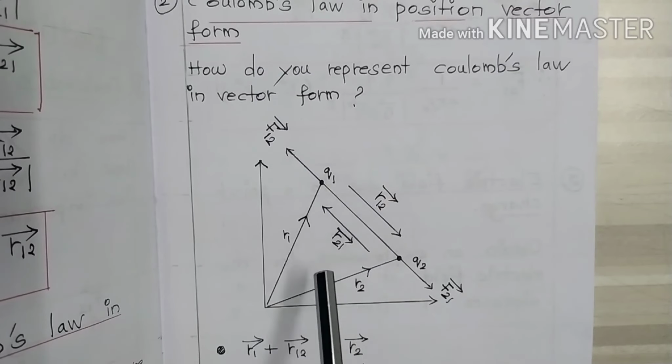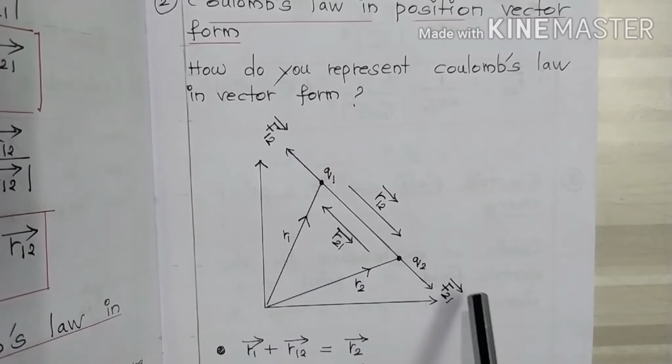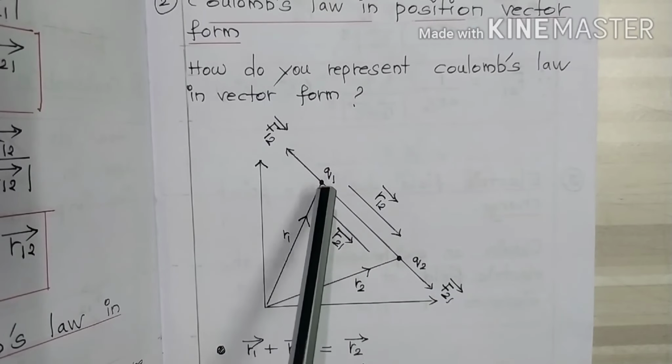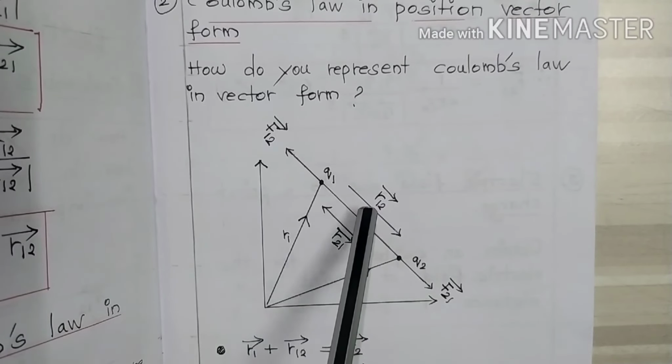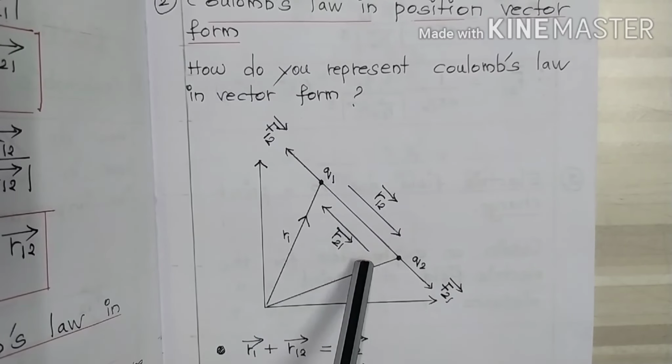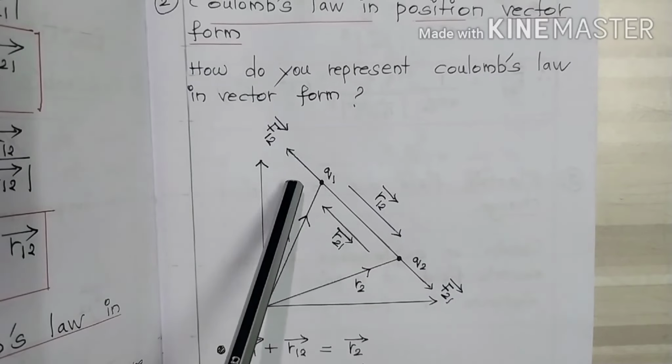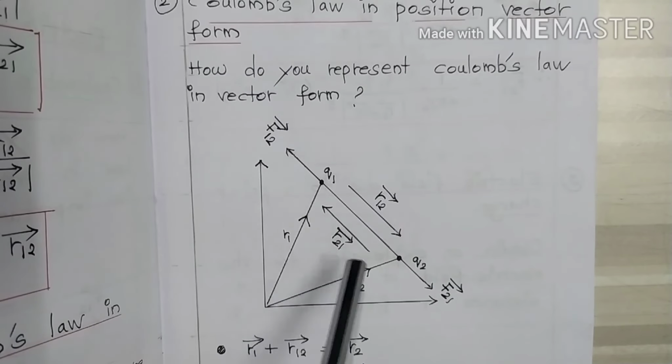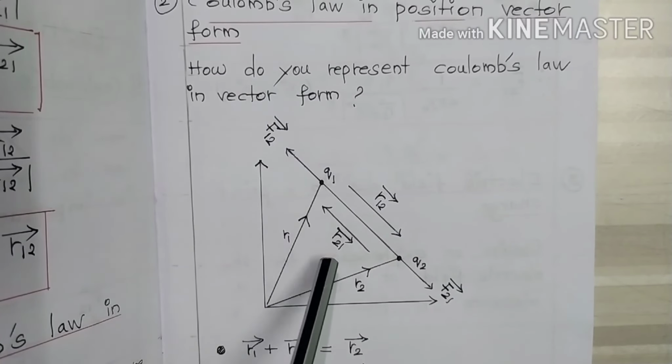Now draw the distance vectors. Here this is from Q1 to Q2, that's why it is written as R12 vector, and here this vector is from Q2 to Q1, that's why it is written as R21 vector. Now let us see the forces.